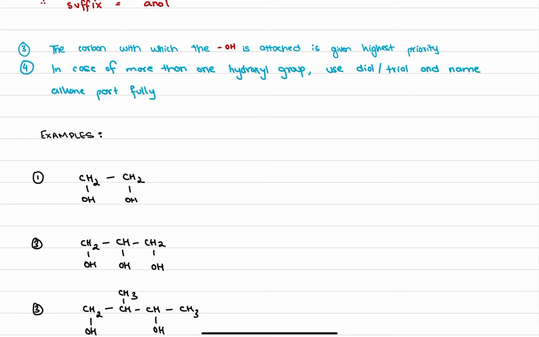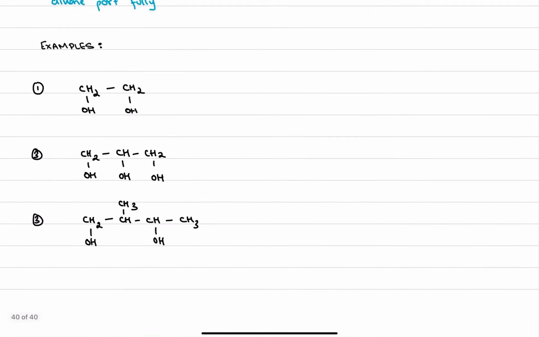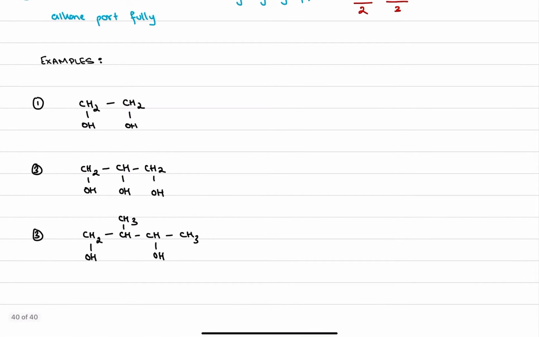Alright, so in this lesson, we will be focusing on point number 4, which says that in case of more than one hydroxyl group, so in case of more than one OH group in a molecule, what we need to do is that we will use terms like diol, triol. So we use diol when there are two hydroxyl groups and triol when there are three hydroxyl groups. And we will name the alkane part fully. Now this might seem a bit weird, but let's see the examples, and definitely it will get inshallah more clear.